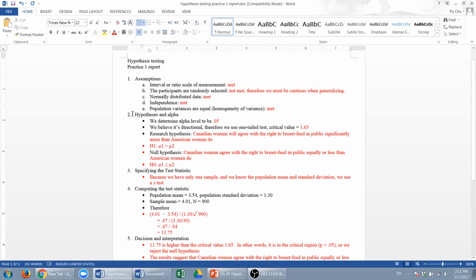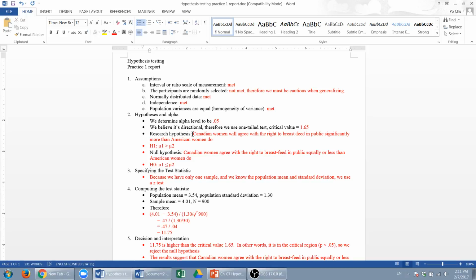So step 2, hypotheses and alpha. We determined the alpha level to be 0.05 because that's typically what we set it at. And we believe it's directional. Therefore, we use a one-tailed test with a critical value of 1.65. Because it's directional, the research hypothesis should sound something like this: Canadian women will agree with the right to breastfeed in public significantly more than American women do.